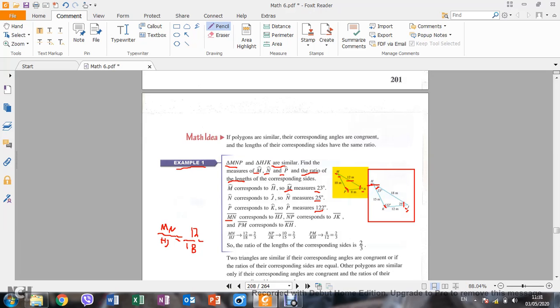How? By dividing by which number? 12 divided by which number, and at the same time 18 divided by that number? 6. So we divide both numbers and write it in simplest form. 12 divided by 6 is 2, and 18 divided by 6 is 3. So our ratio of corresponding sides MN to HJ is 2/3.